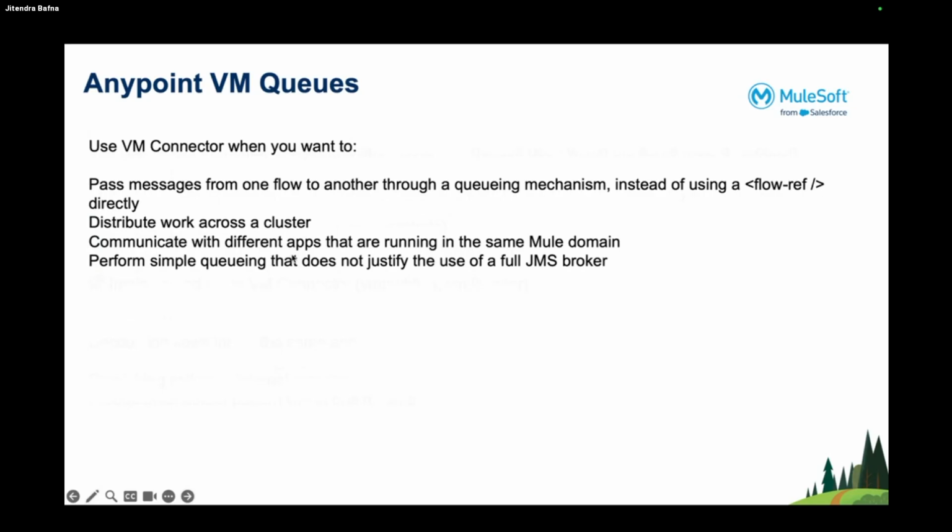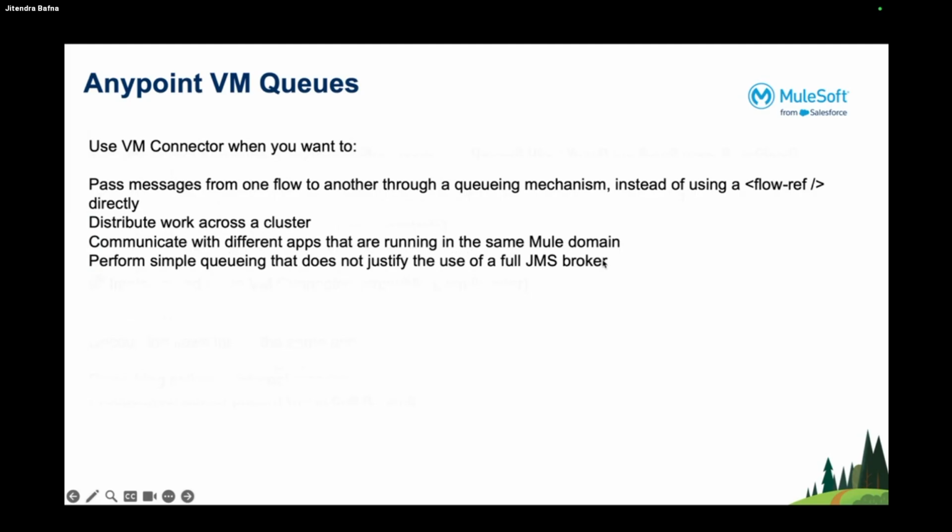So whenever you are using the on-premises Mule runtime, it's very important when you want to achieve high availability, better performance, and to make sure the same messages are processed across the multiple servers in the cluster. You can use the VM queue to communicate with different apps running in the same Mule domain.